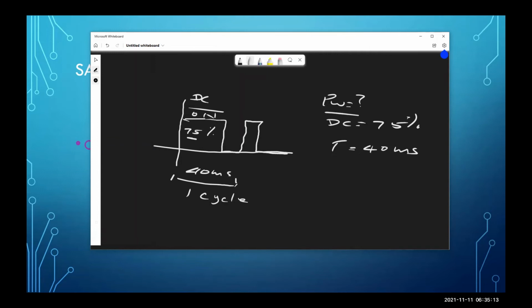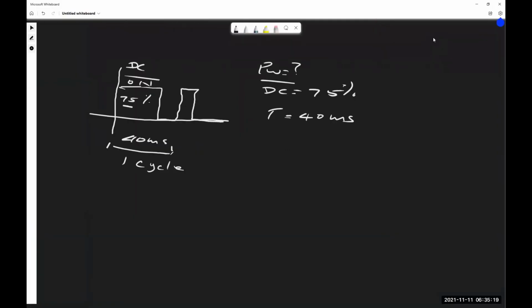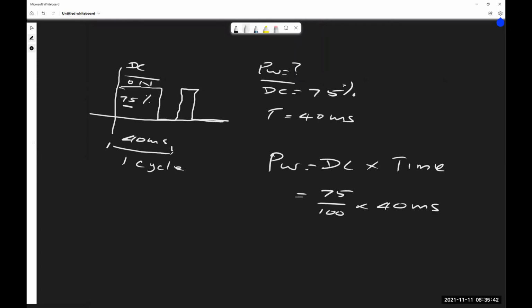So one of the equations that we looked at is pulse width is duty cycle times time, right? So pulse width is equal to duty cycle times time. We know the duty cycle is 75%. That means 75 over 100 times time, which is 40 milliseconds. If you plug that into your calculator, you will get 0.03 seconds, which is equal to 30 milliseconds.